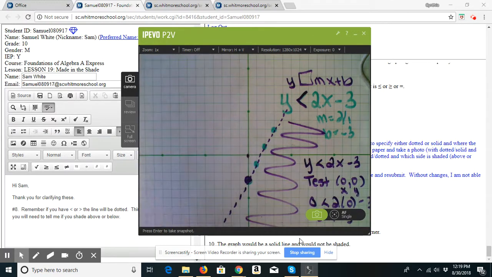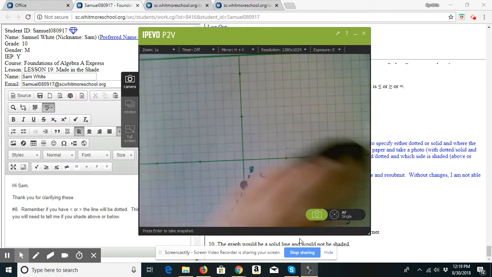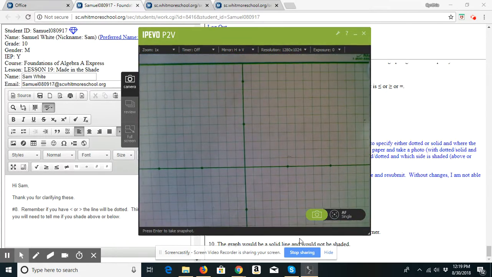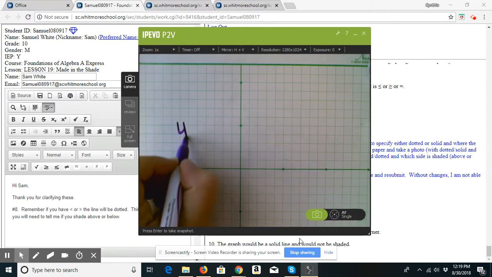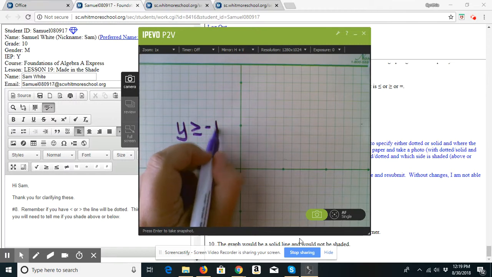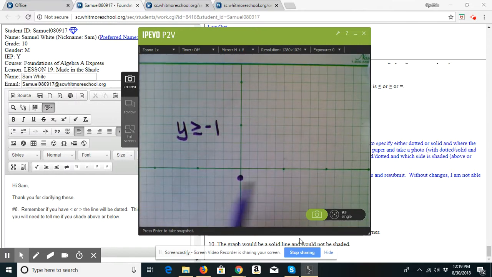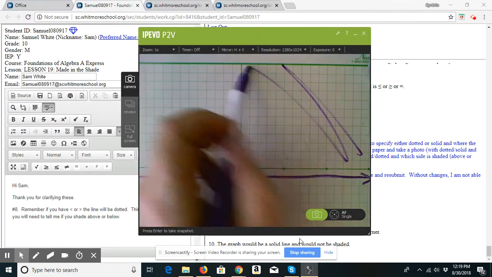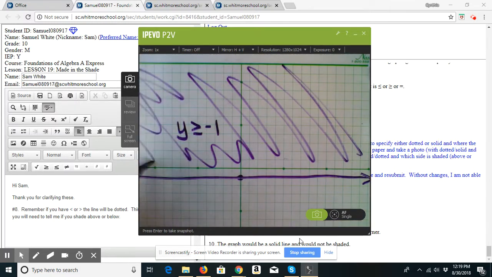One more example real quick. If you have a horizontal or vertical line, those are great. So let's say I had y is greater than or equal to negative 1. I know that that is a solid line because it's greater than or equal. It's a horizontal line because it's y. And greater than, above or below. I don't need to do any math here. I know that if it's greater than negative 1, well, that's above. And that is where you will shade.